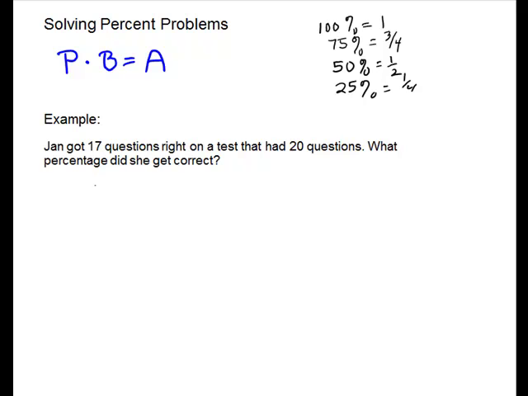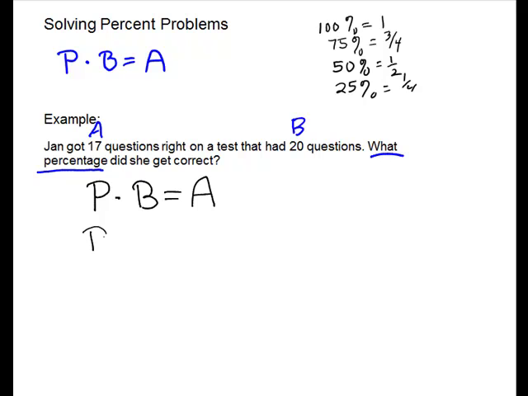So we'll write our formula. P times B equals A. And we're going to look for our percent because it says what percentage. So that's our P. So we need to figure out which one is our B and which one is our A. The B is the whole thing. It's what you're taking the percent of. So the 20 is going to be our B, and the 17 that she got right is our selected piece. That is going to be the A. And then we'll fill in and use the same problem.